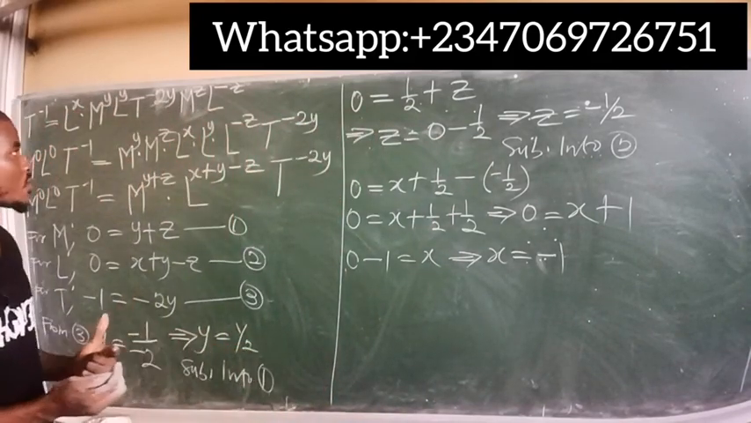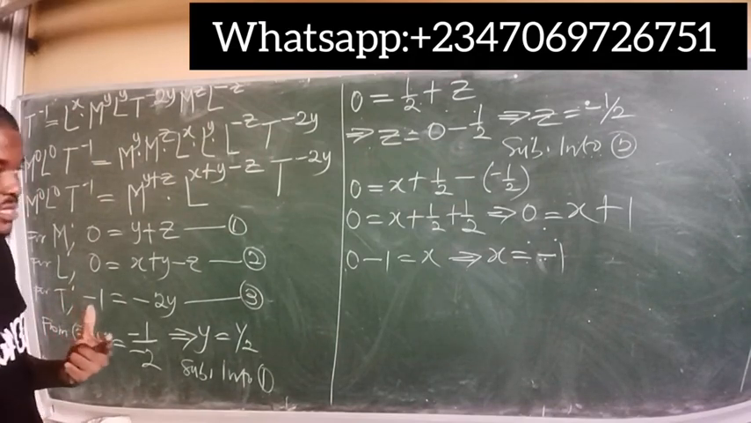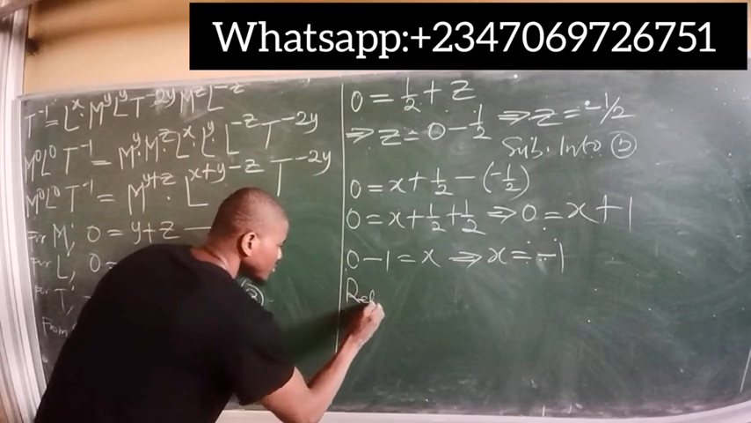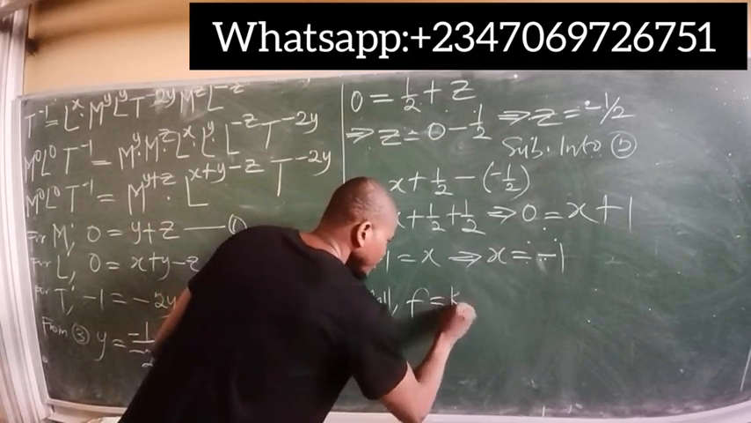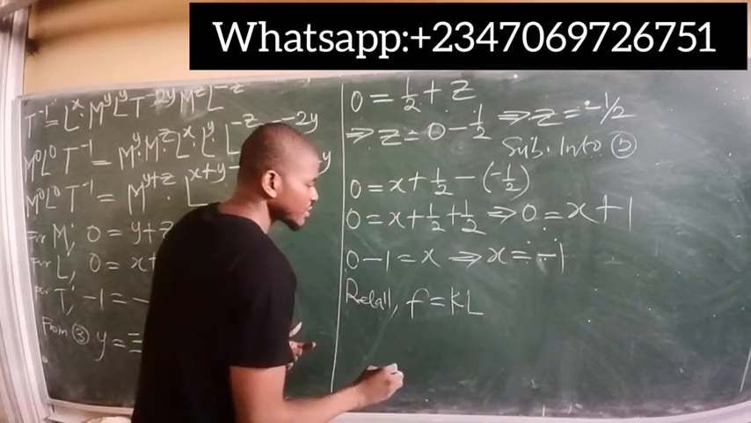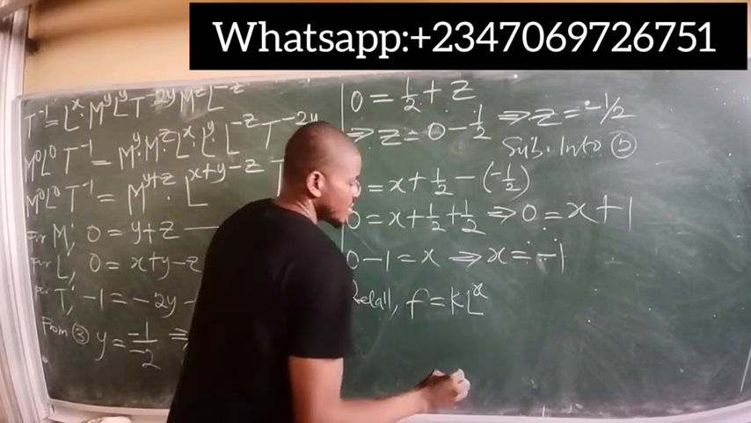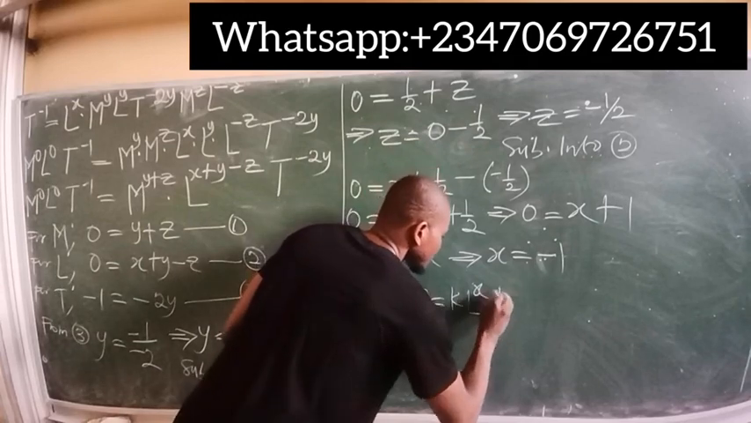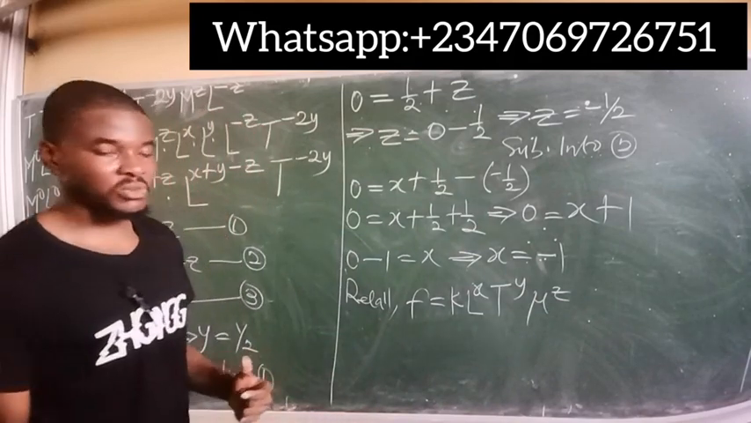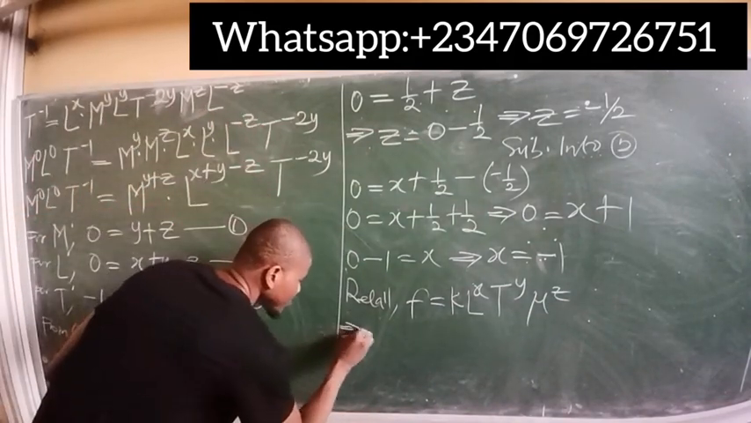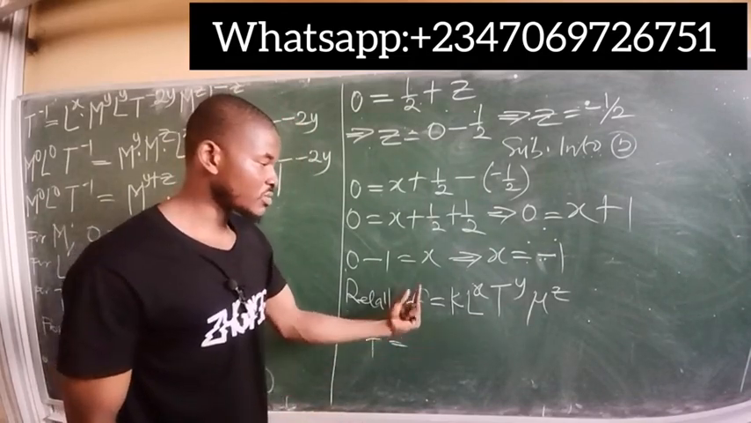Now we've obtained x, we've obtained y, and we've obtained z. We can now plug back into the base equation. Remember the base equation. Recall that we said frequency is equal to K times L to the power of x, T to the power of y, and mu to the power of z. We had this relationship earlier. So this implies that the frequency F is now equal to, remember, K is dimensionless, it is 1, so take it off.